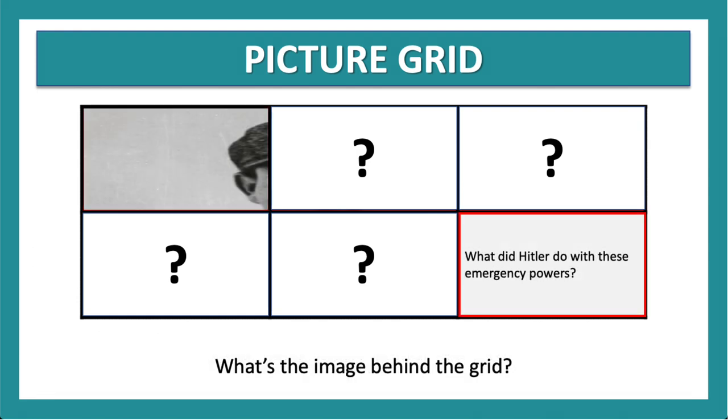Next question, please. So what does Hitler do then with these emergency powers? You want to think about his instant reaction. So February, we have the fire. He's instantly given these emergency powers by Hindenburg. What does he do? Who does he target?